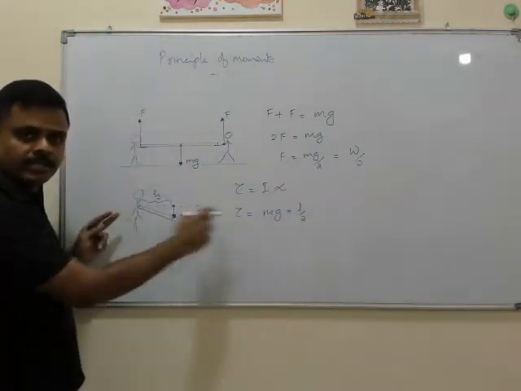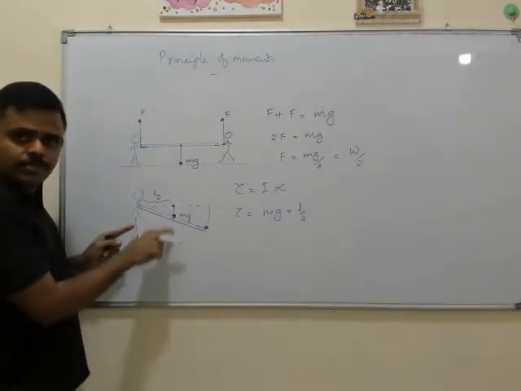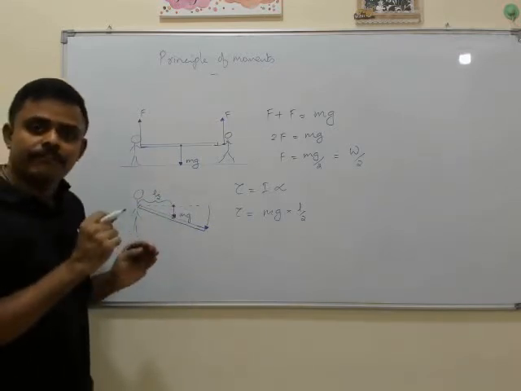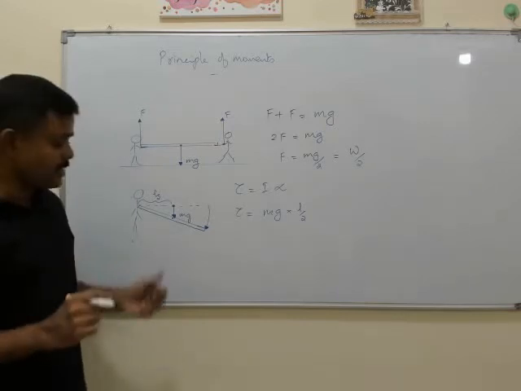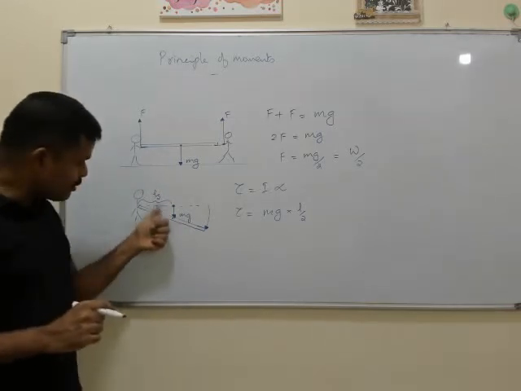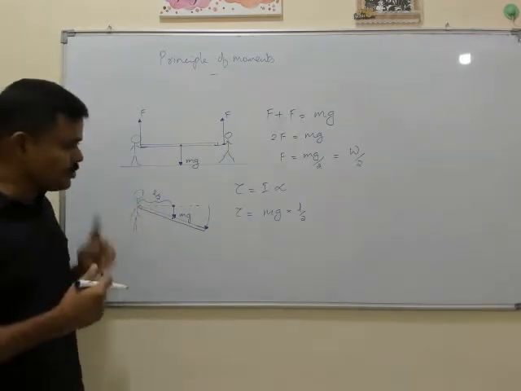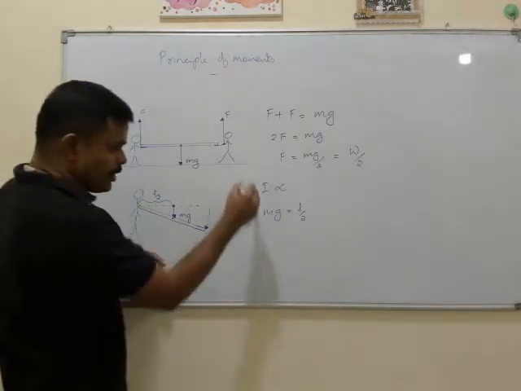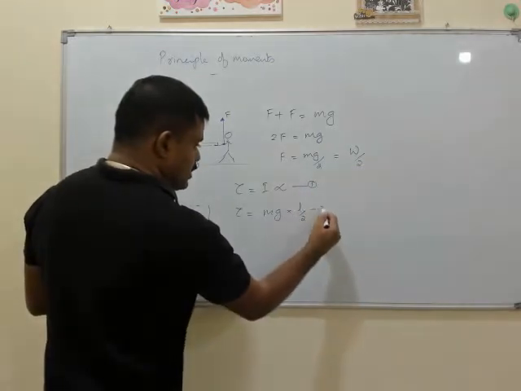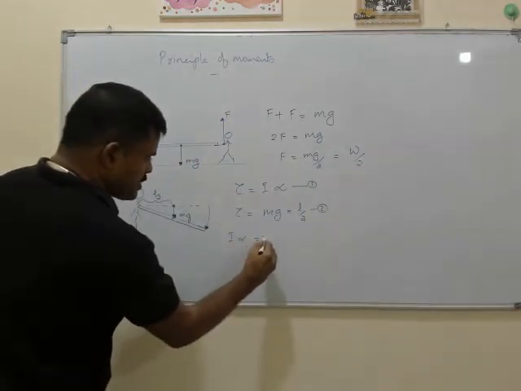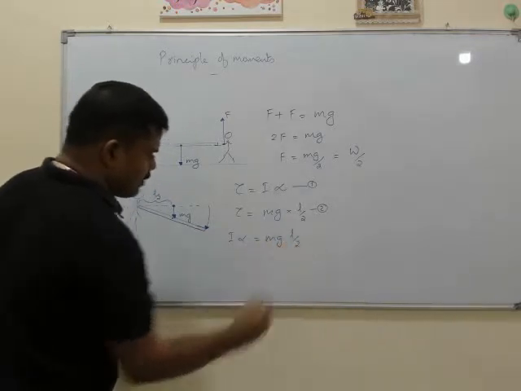If L is the total length of the rod, weight is acting through the center of mass. So torque is force into perpendicular distance. The force here is mg. Perpendicular distance from the axis of rotation is L by 2. So mg into L by 2. So I could equate these two. This is equation number 1, equation number 2. What do we get upon equating? I alpha is equal to mg into L by 2.